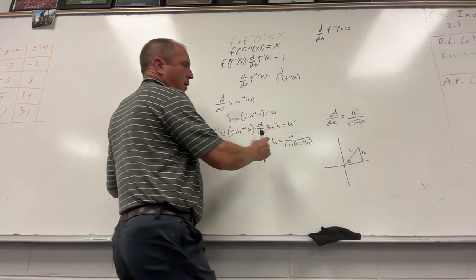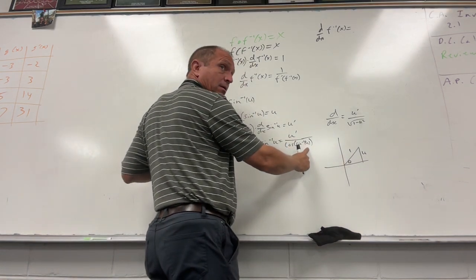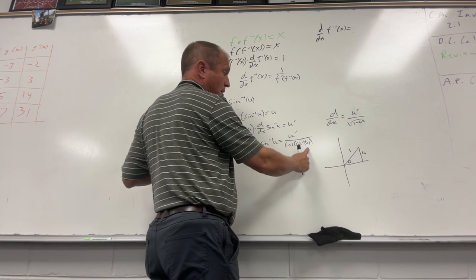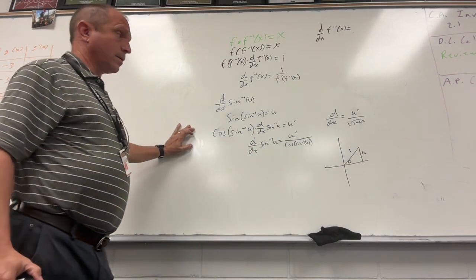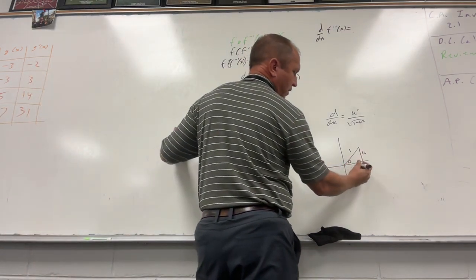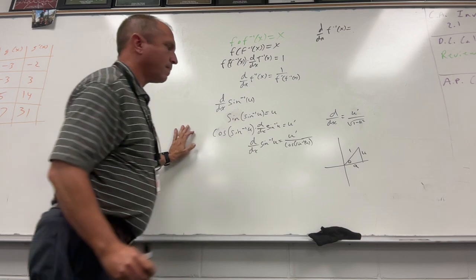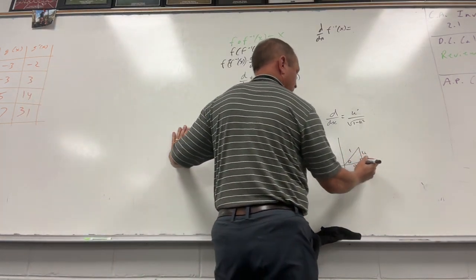Now, what do we want to know from this? We've got the sine of u, but we need to know its cosine. Well, cosine is a ratio of what to what? Adjacent over hypotenuse. What's the problem here? We don't know the adjacent. And there's no way on earth that we can figure out the adjacent, is there?